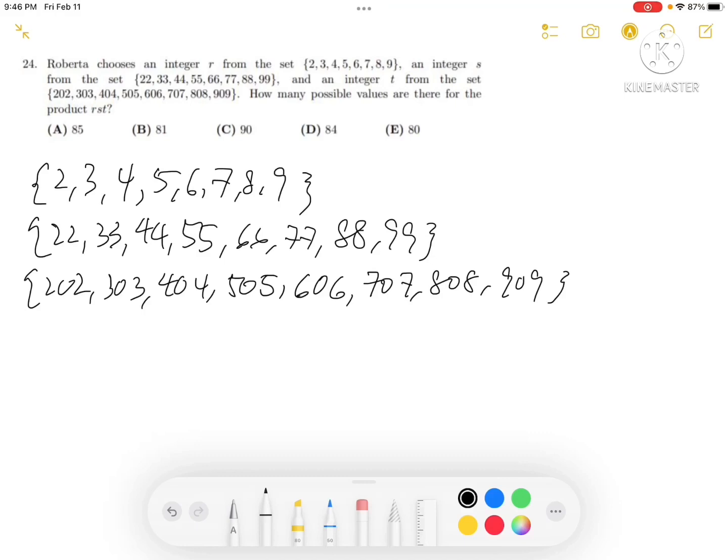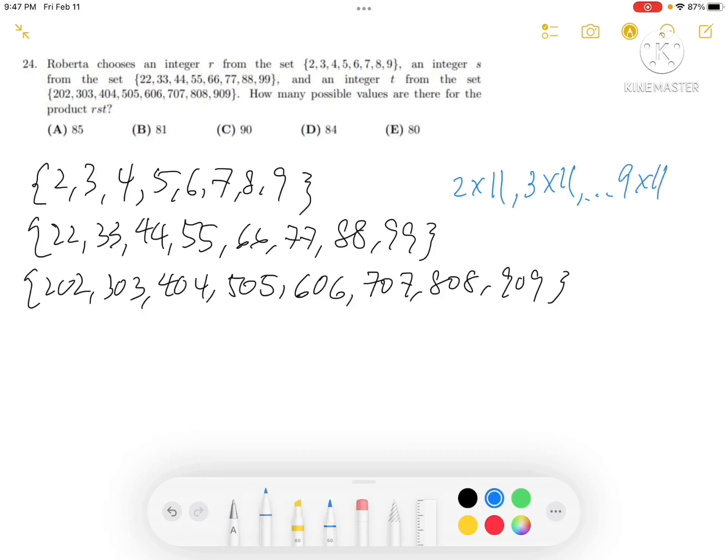Firstly, the first set is just 2, 3, 4, 5, 6, 7, 8, 9. It's just some integers that are of single digit. But things start to get interesting in the second set. We have 22, and we know that 22 is just equal to 2 times 11. And 33 is 3 times 11, and so on. 44 is 4 times 11. 55 is 5 times 11, and at last, 99 is 9 times 11.